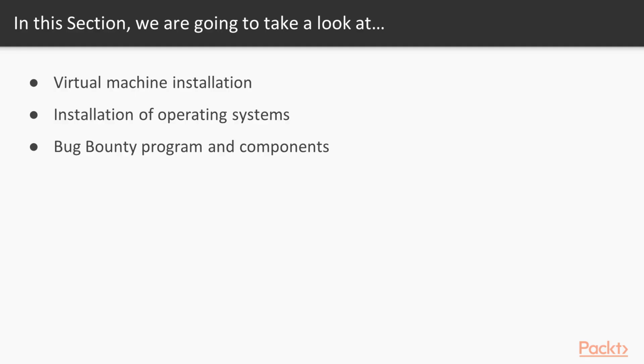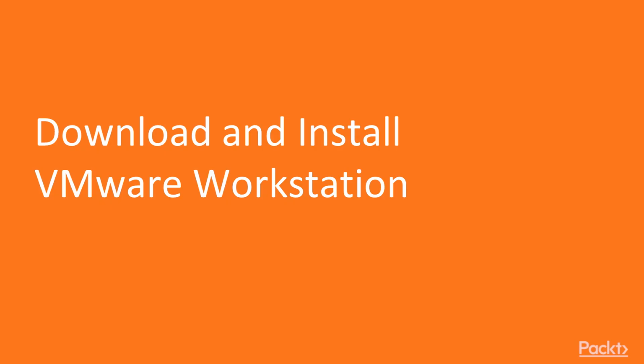So in this section we are going to take a look at various points. First of all, we will learn about how you can install virtual machine. Then we will install operating systems inside the VMware Workstation, and then I will show you information about Bug Bounty program and their components. So let's start the download and install VMware Workstation.